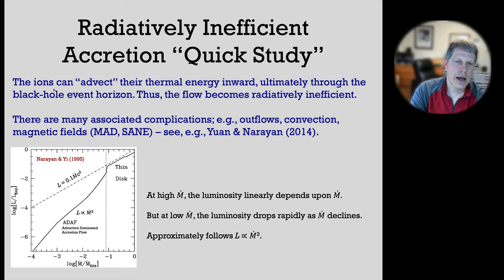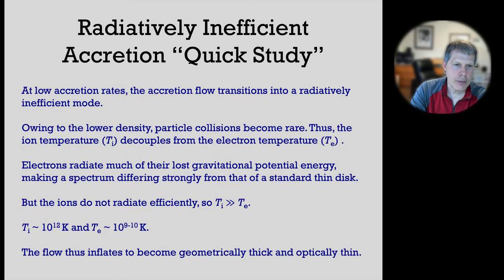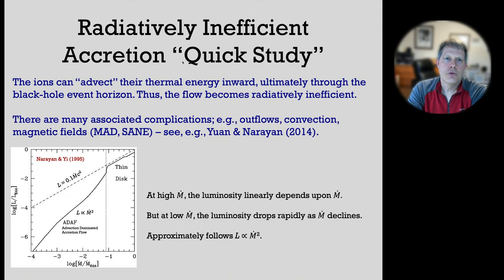In this kind of regime, the ions present can advect their thermal energy, that is, bulk transport their thermal energy inward. And there's a lot of thermal energy they have because they're really hot. Remember, they're up at like 10^12 Kelvin. So they can advect that thermal energy inward, moving closer toward the black hole until ultimately they pass through the black hole's event horizon and are gone.